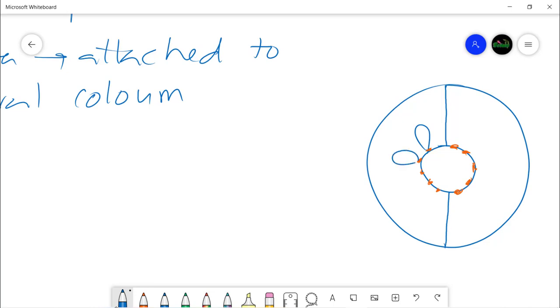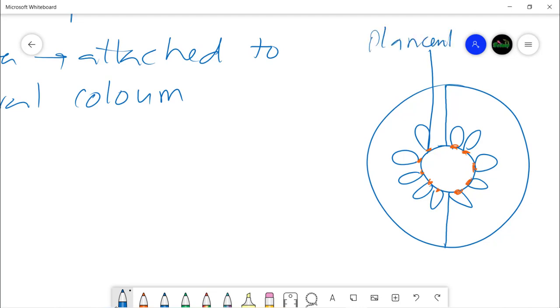And now ovules are attached to these placenta. This is what we call axile placentation, just like the axle of a wheel. So quite similar to that. These orange colored structures are the placenta and these are the ovules. Such an arrangement is known as axile placentation.